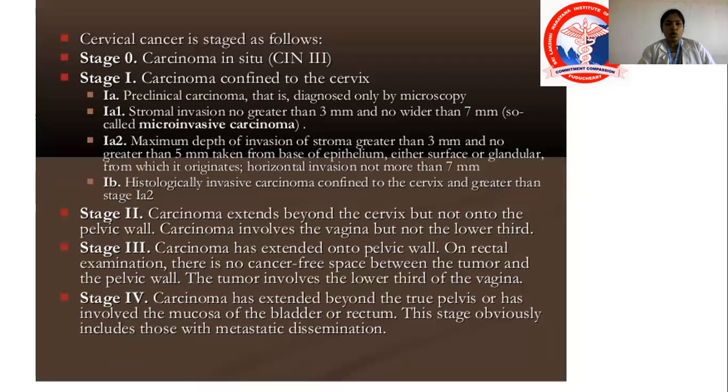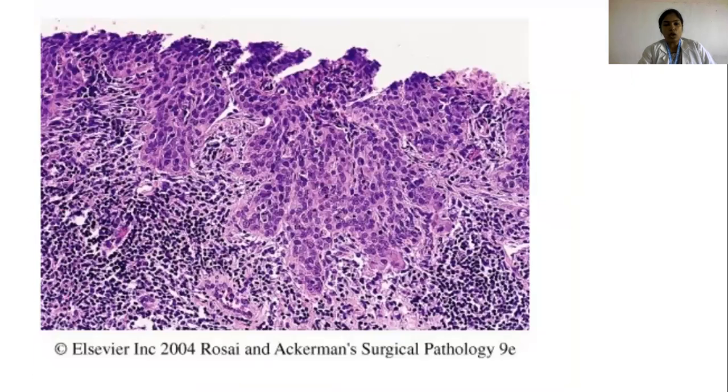Stage 0, carcinoma in situ. Stage 1, carcinoma confined to the cervix. Stage 2, carcinoma extends beyond the cervix but not onto the pelvic wall. And stage 3, it has extended onto the pelvic wall. And stage 4, it has extended beyond the true pelvis or has involved the mucosa of the bladder or rectum.